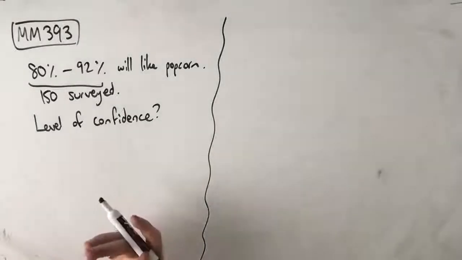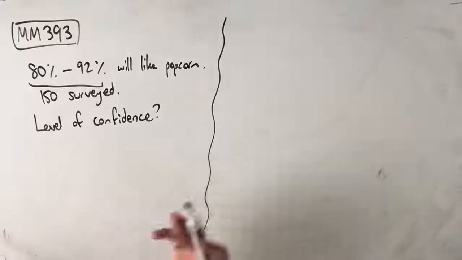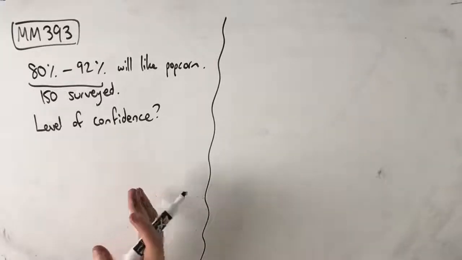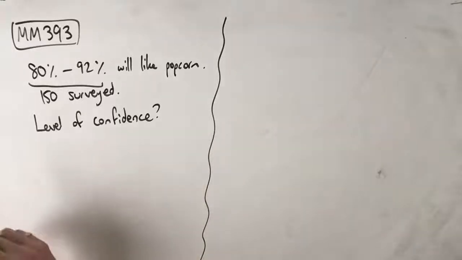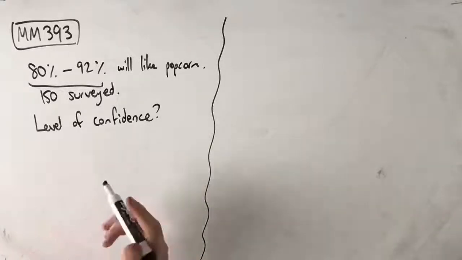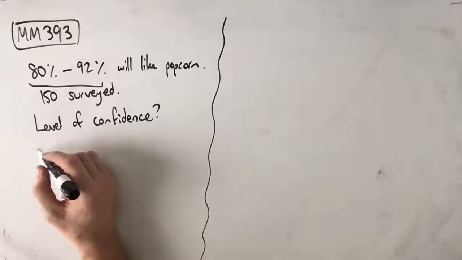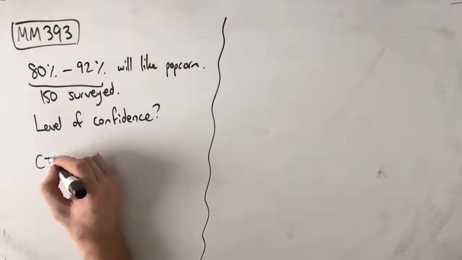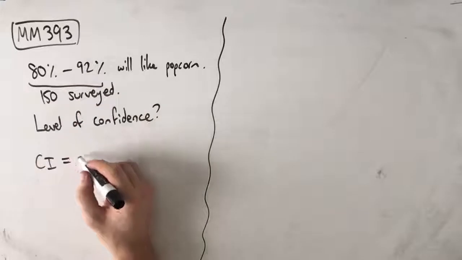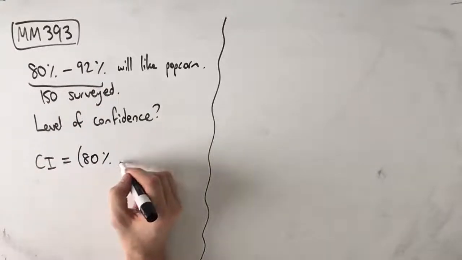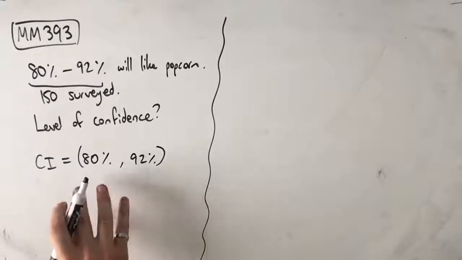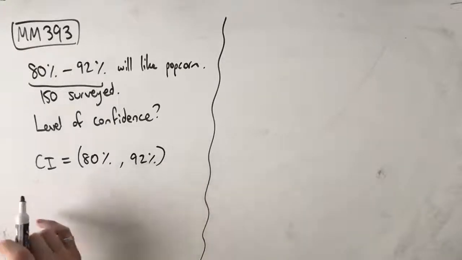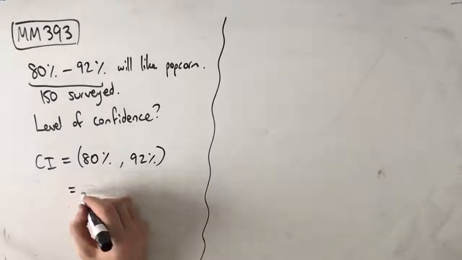Alright, awesome. So immediately when we hear these words confidence and we've got a range of confidences, that's when we're dealing with stats. So immediately we need to recognize that we're going to be dealing with confidence intervals. So straight away we can tell that our confidence interval is 80 to 92%. That's what this is saying, because they believe that between 80 and 92% of their customers will like popcorn.